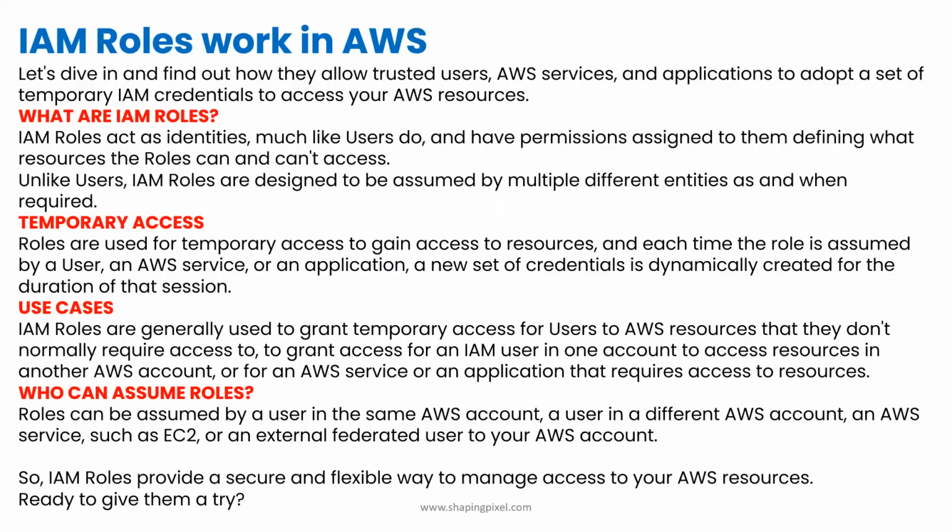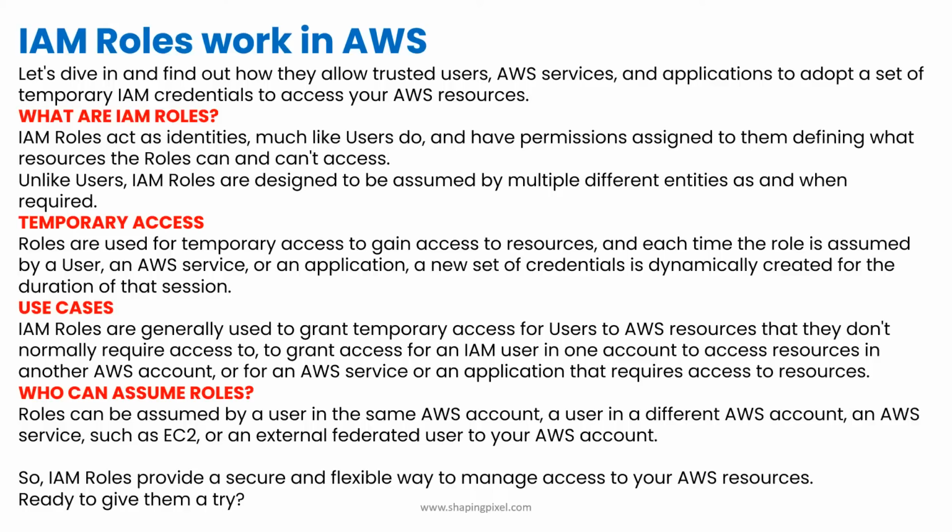IAM roles work in AWS. Let's dive in and find out how they allow trusted users, AWS services, and applications to adopt a set of temporary IAM credentials to access your AWS resources. IAM roles act as identities, much like users do, and have permissions assigned to them, defining what resources the roles can and can't access. Unlike users, IAM roles are designed to be assumed by multiple different entities as and when required.